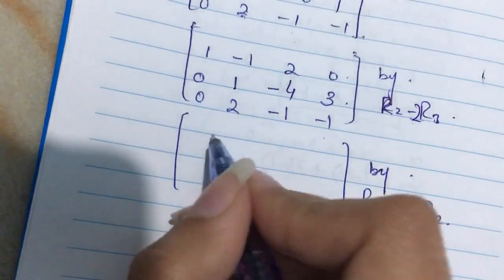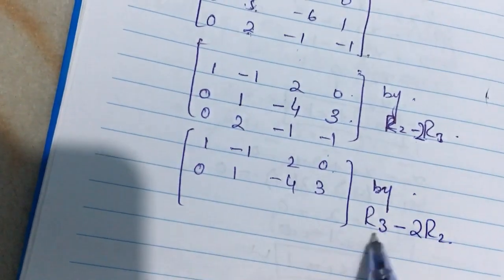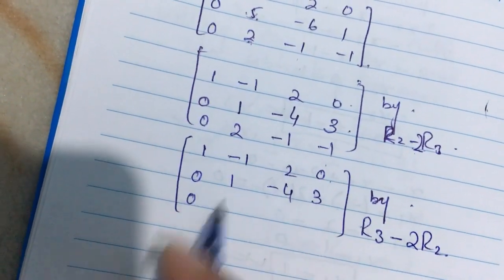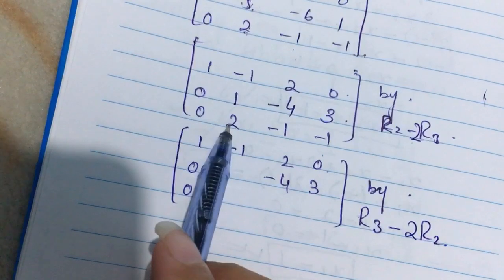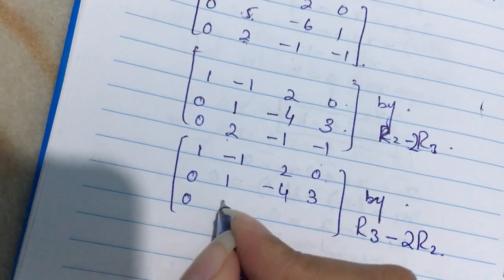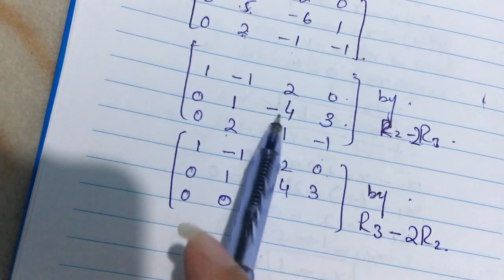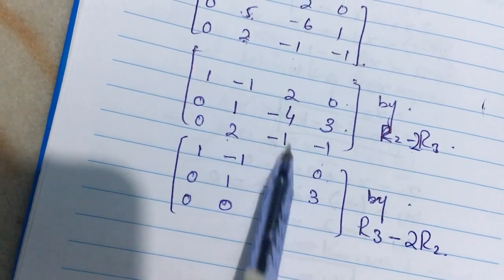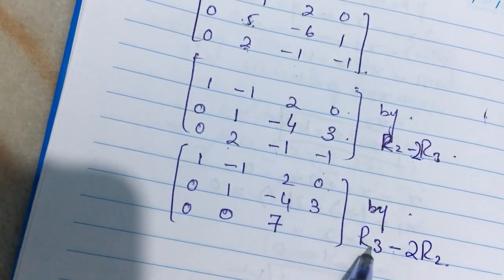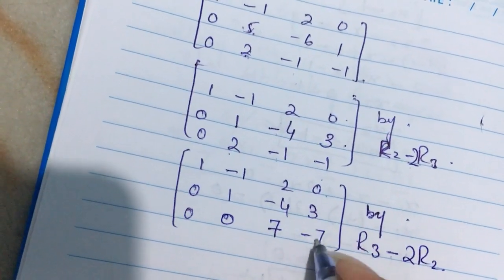1 minus 1, 2, 0 as it is. 0, 1, minus 4, 3 as it is. Now the change comes in the third row. So R3: 0 minus 0 is 0. Then 2 minus 2 into 1 is also 0. Then minus 1 plus 8, that is 7, then minus 1 minus 6, that is minus 7.